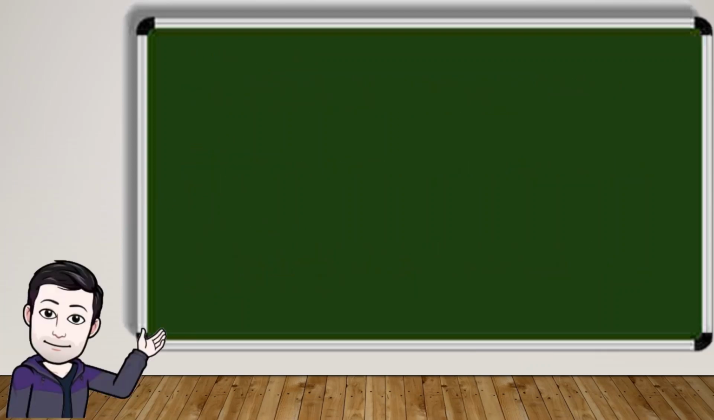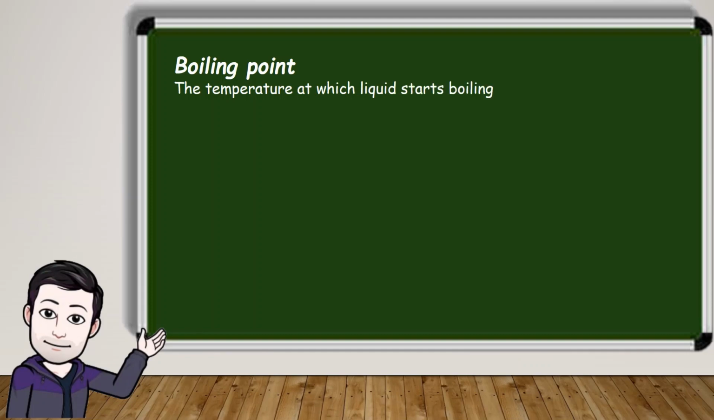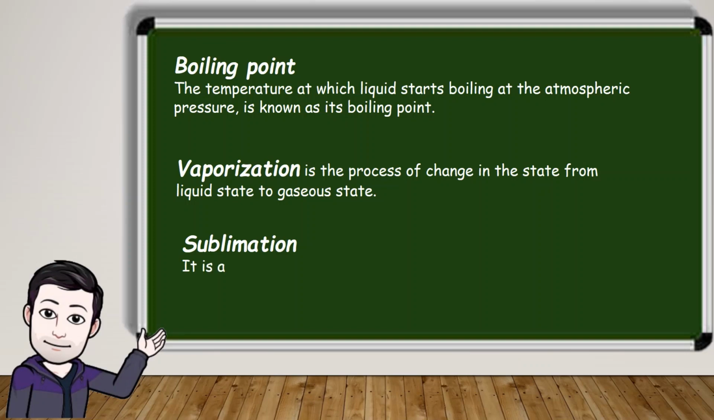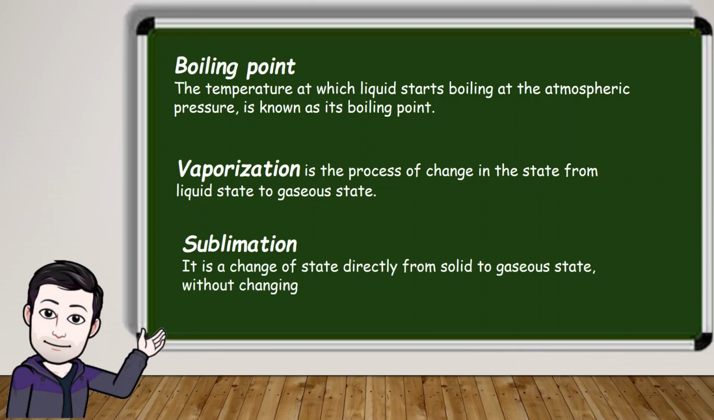Next term is boiling point. The temperature at which a liquid starts boiling at the atmospheric pressure is known as its boiling point. While vaporization is the process of change in the state from liquid state to gaseous state. And sublimation is a change of state directly from solid to gaseous state without changing into liquid state. In these terms, you may have noticed that some terms work with respect to pressure.